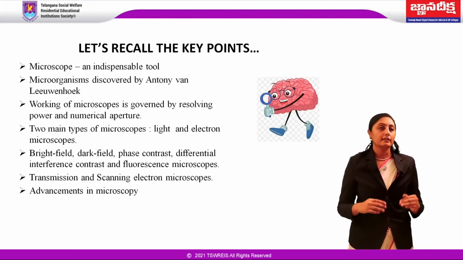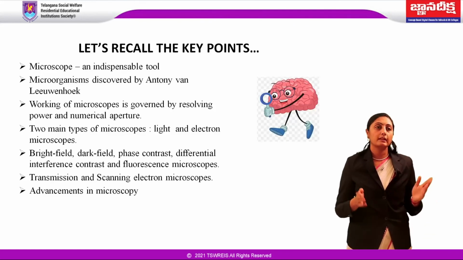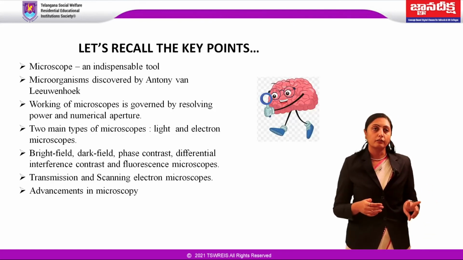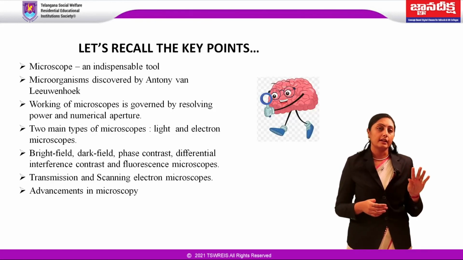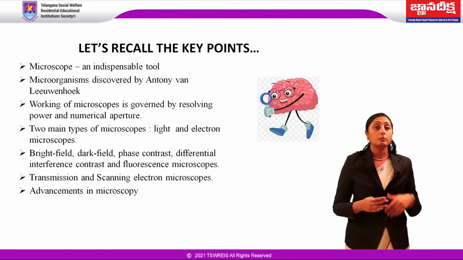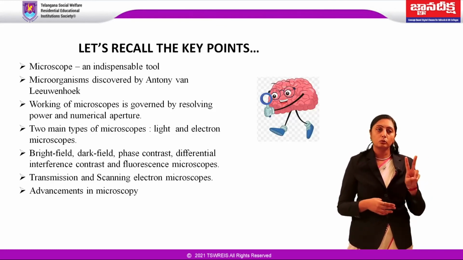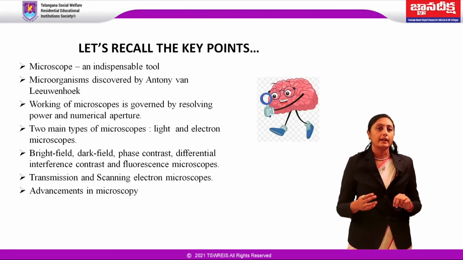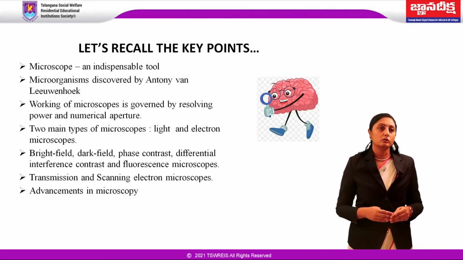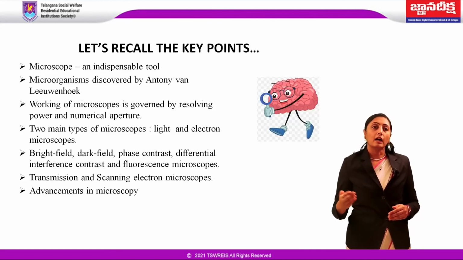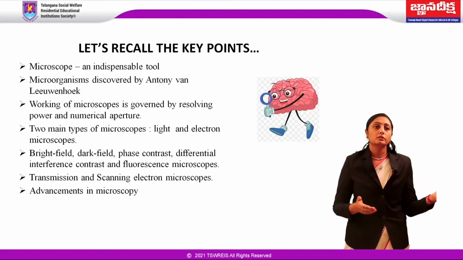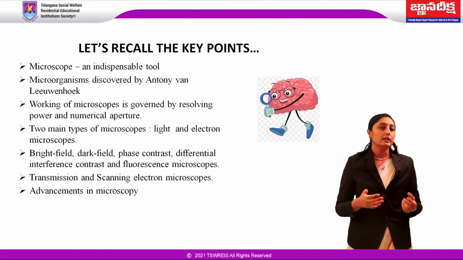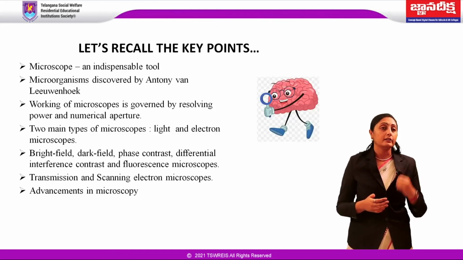We have studied the different types of light microscopes like bright field, dark field, phase contrast, differential interference contrast and fluorescence microscopes. Electron microscopes are more superior and include two main types, transmission and scanning electron microscopes. We have also seen how the field of microscopy has evolved over the years so that now we can image even at the molecular and atomic level.